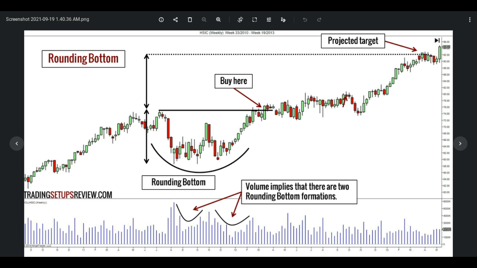Measuring technique: subtract the height of the highest high and lowest low of the rounding bottom and then add to the breakout level. Statistical notes: throwbacks hurt performance, and patterns with wide ranges between highs and lows or longer forming patterns perform better. And so what you're looking at on the screen is an example of a rounding bottom.